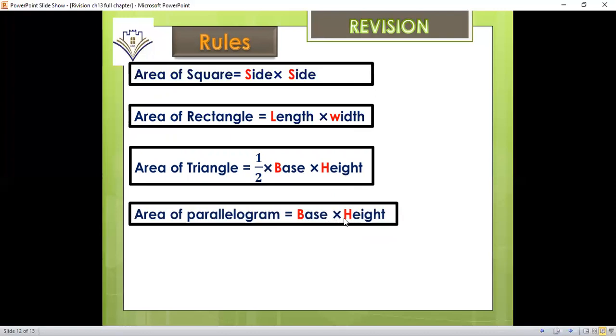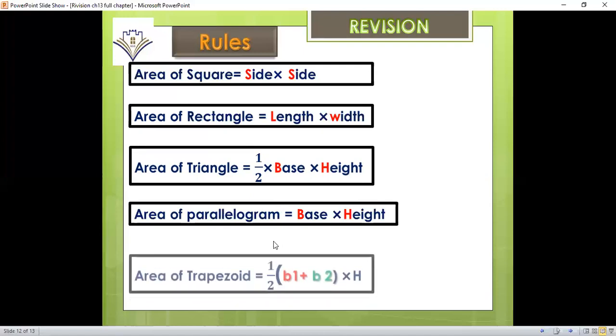And the area of parallelogram is base multiply height. We said before that there is a relation between the area of parallelogram and the area of triangle. Look at the rules: half multiply base multiply height, and base multiply height. The area of triangle is equal to half the area of parallelogram.